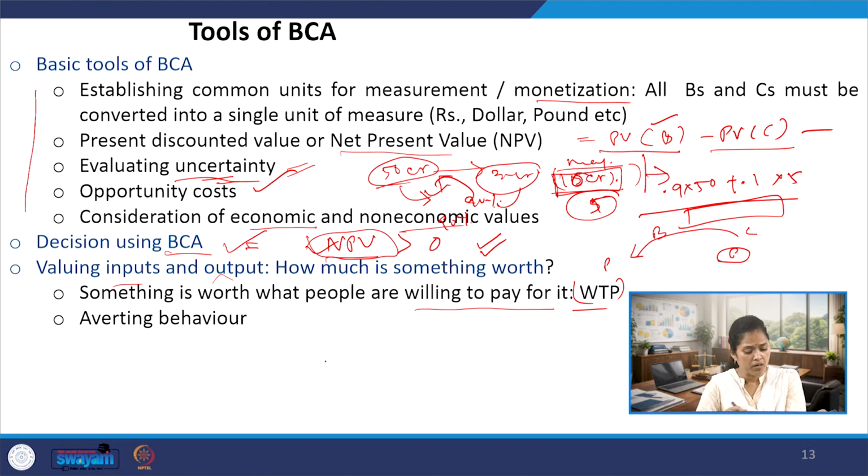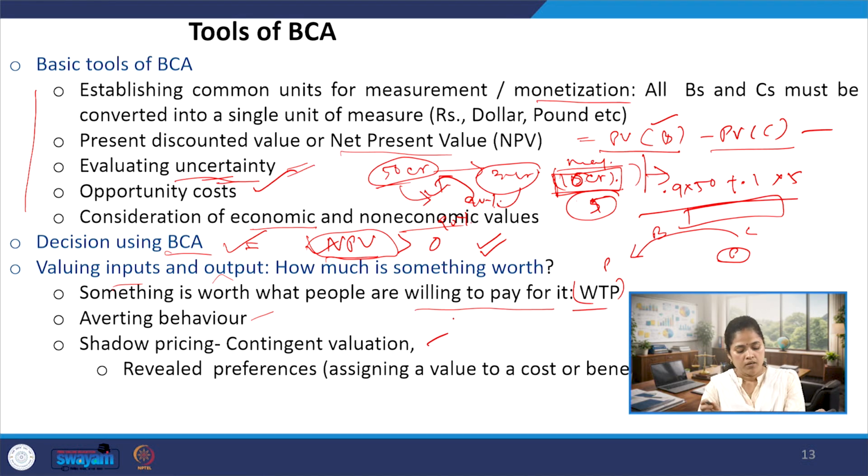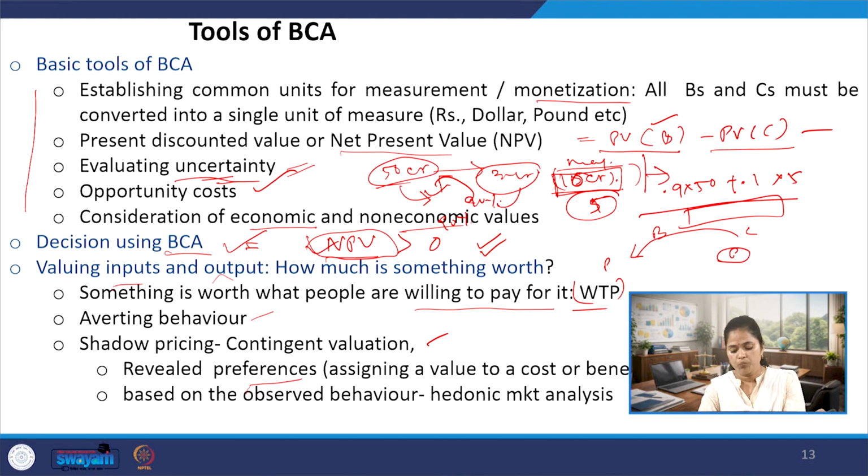Okay, and some of the other measures that we can also take into account in order to decide whether the inputs or outputs are of value, or how something is worthy. It can be captured through awarding behavior, it can be captured through shadow pricing, like your contingent valuation, right? It can also be captured through revealed preferences, that is, assigning a value to a particular cost and benefits based on observed behavior, like hedonic market analysis for housing. Okay, so all these are taken into account for valuing inputs and outputs.